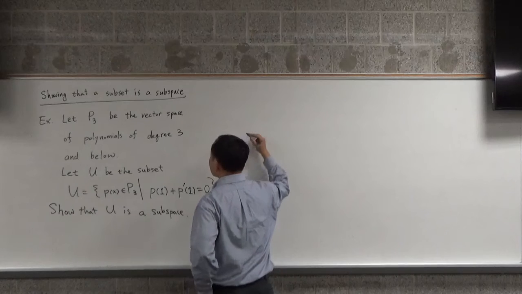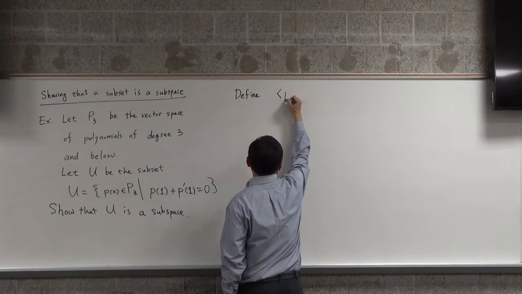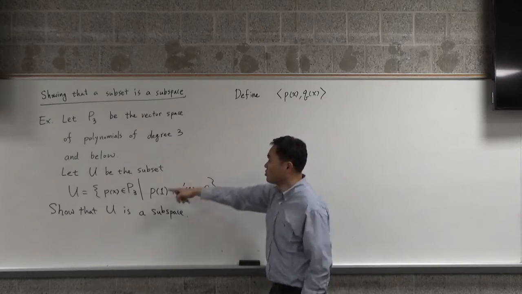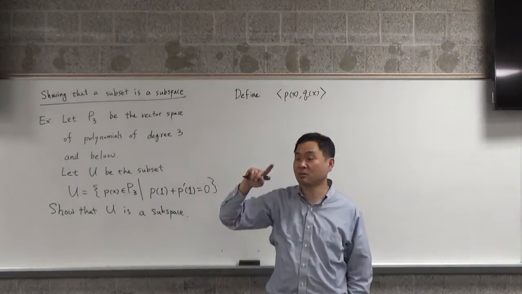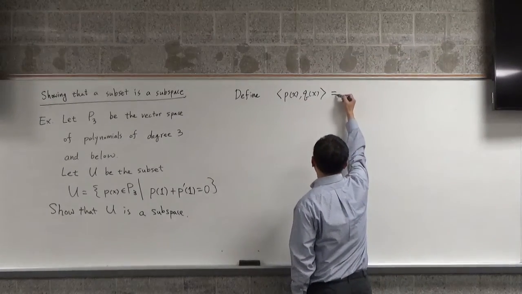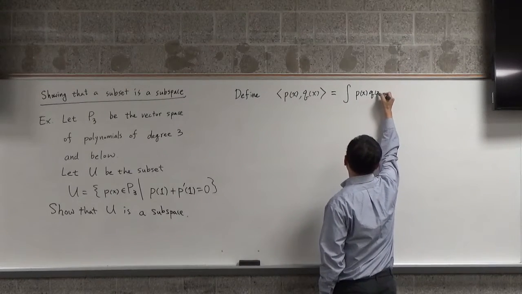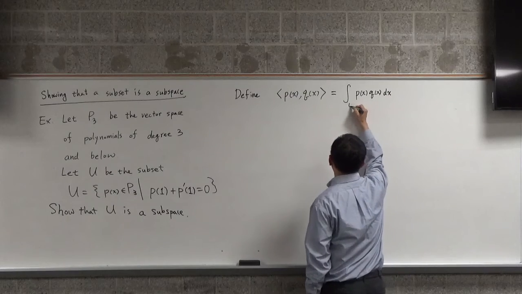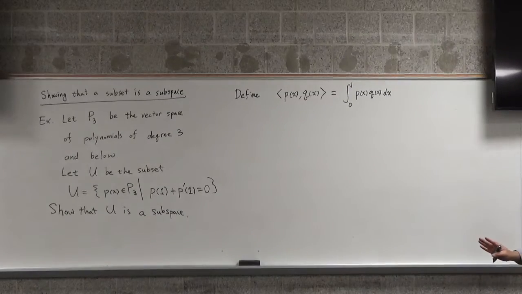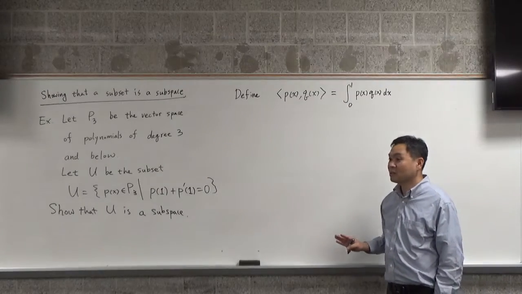Let me pose a question. Define the inner product of two vectors in this space U, where the vectors are really functions or polynomials, as the integral of p(x) times q(x) dx, and we'll integrate from 0 to 1. I just chose 0 and 1 because that's the most convenient one. I could have chosen something else.